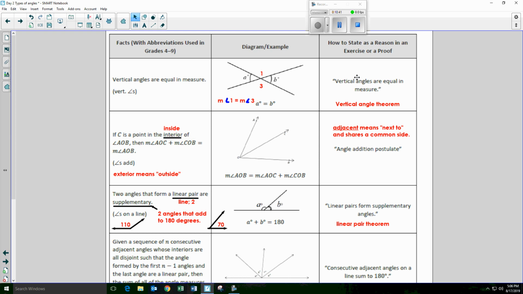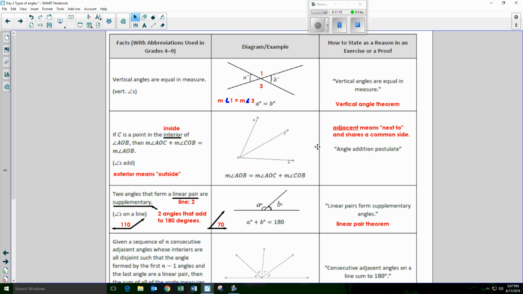Now, just so you know, on the test they aren't going to call it by the actual theorem names, because different books use different names for different theorems, so they don't want to get the kids confused. So they'll always type out the definition of it, and that's what you'll see right here. In class, I will take either the name itself, you can say vertical angle theorem, or you can write out what it says. Vertical angles are equal in measure. Same thing as we go all through this.